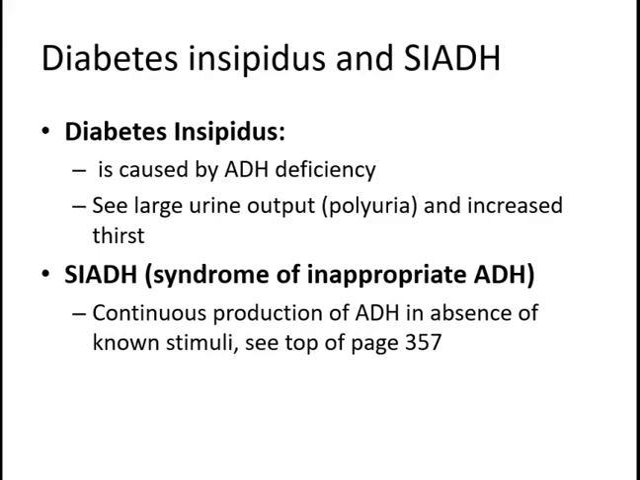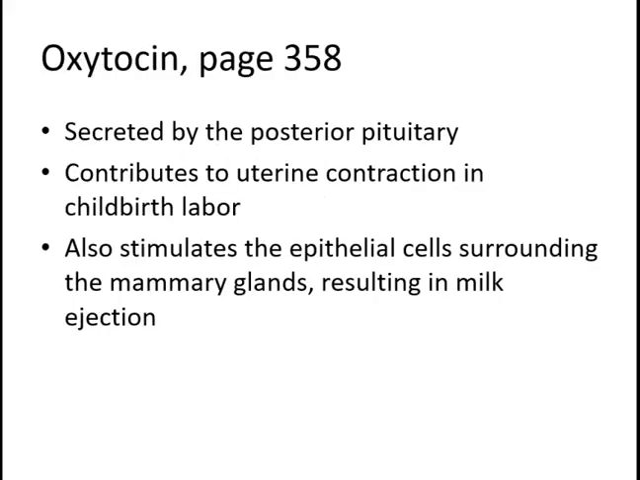Diabetes insipidus is caused by antidiuretic hormone deficiency, and you see a large urine output, or polyuria, and increased thirst in patients. And the syndrome of inappropriate ADH is a continuous production of the antidiuretic hormone in absence of a known stimulus. Our last hormone that we're going to cover in this lecture is oxytocin. Of course, it's secreted by the posterior pituitary, and it contributes to uterine contractions in childbirth or labor. Oxytocin also stimulates the epithelial cells surrounding the mammary glands, resulting in milk ejection.